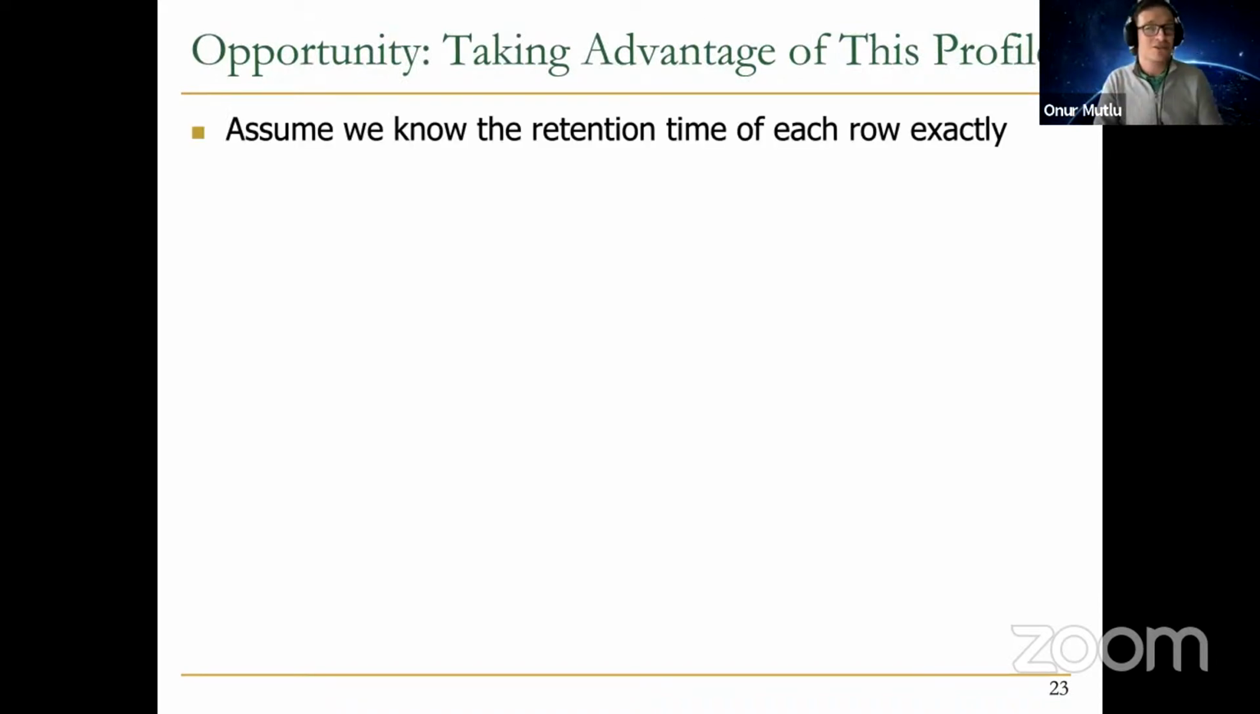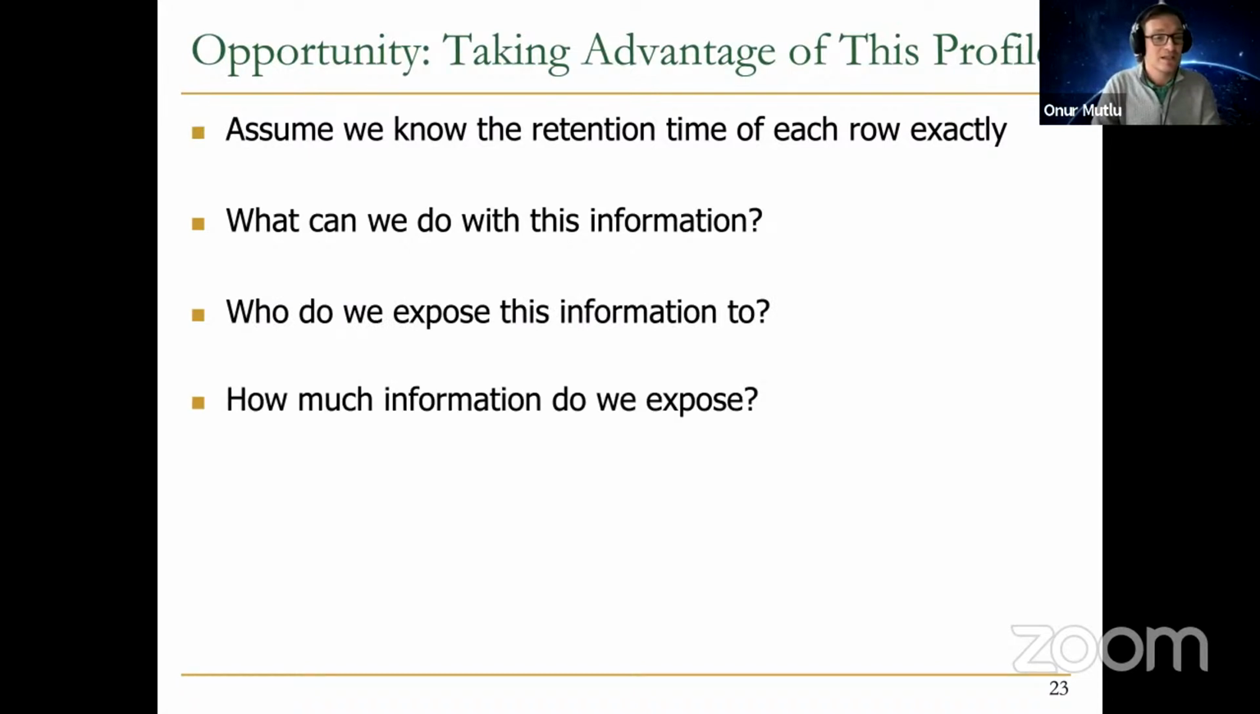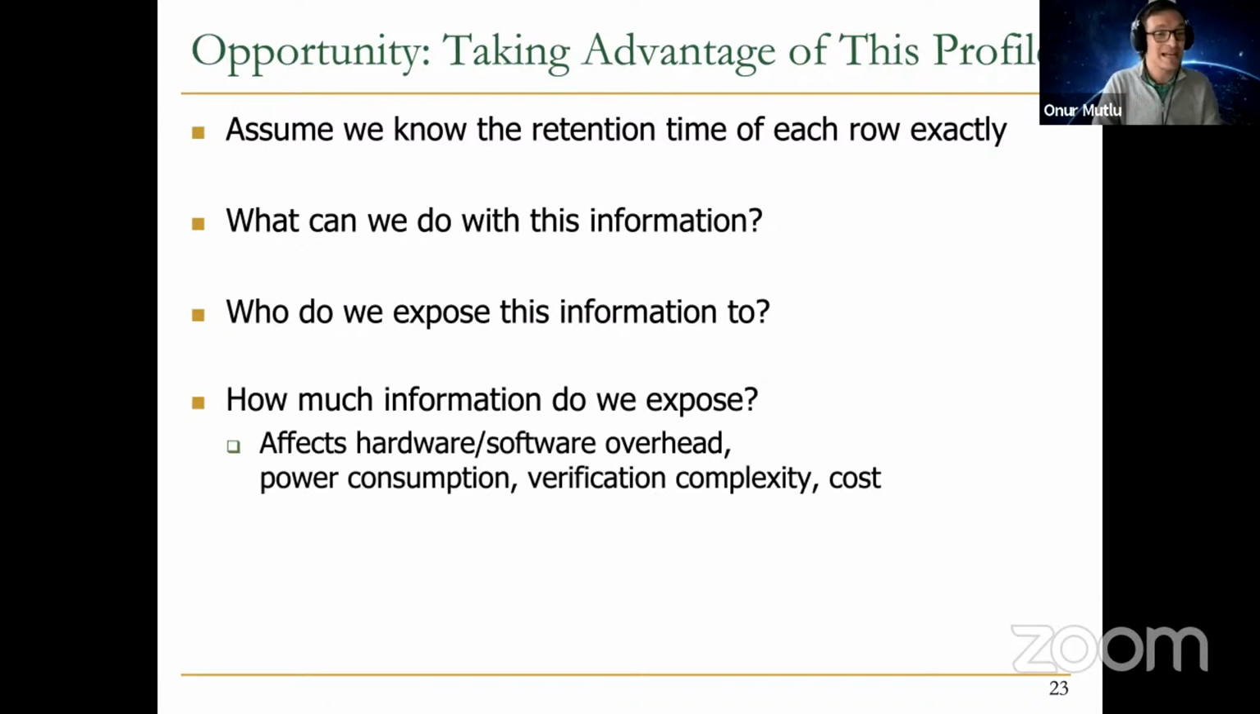So how do we take advantage of this profile? Assume we know the retention time of each row exactly. What can we do with this information? Who do we expose this information to? How much information do we expose? Because that really affects our overhead in terms of how much information we store, how much power we consume in communicating that information, how much verification complexity and cost we have to actually find out that information perfectly, etc.